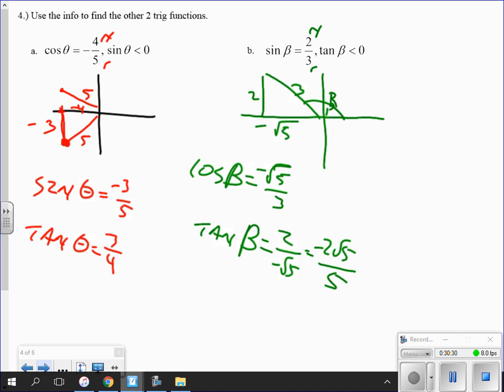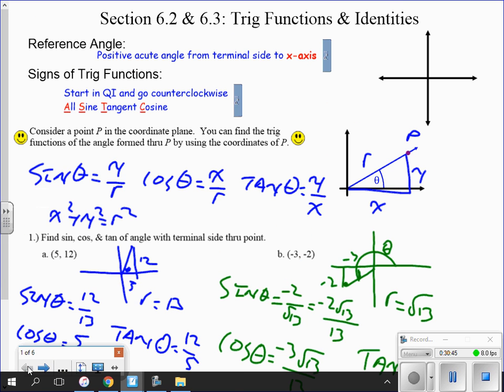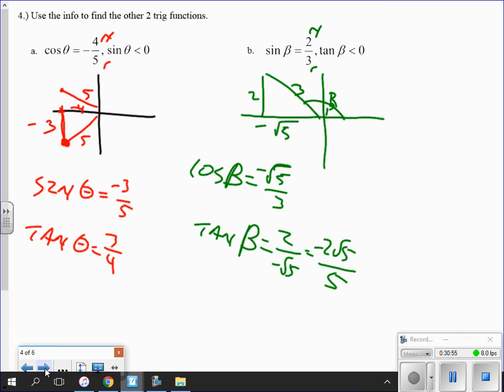No. It's opposite over adjacent, which would be 2 over negative root 5. But if you go back here, hang on, go back. What do we have here for our tangent? Y over x. Y over x, 2 over negative root 5. Do it as y over x. Okay.